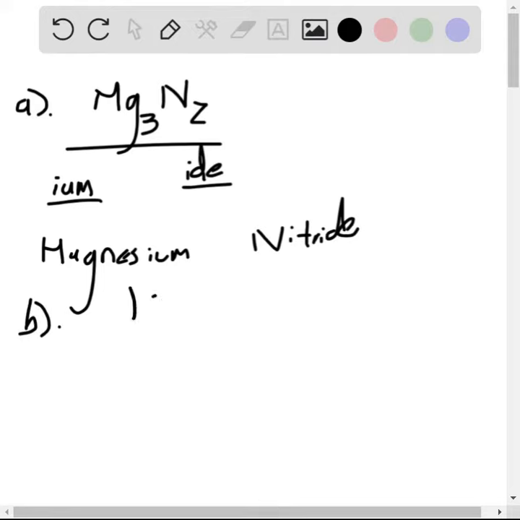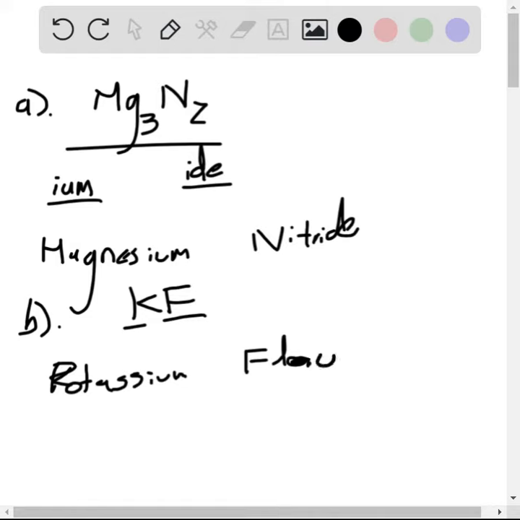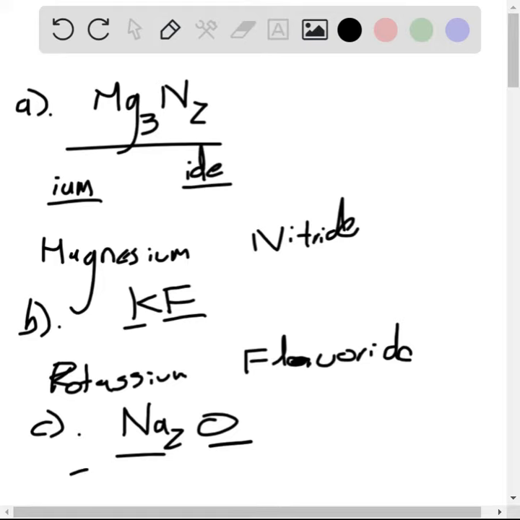For our second part, we have KF. So we have potassium and fluorine. However, this would be fluoride as a result of it being an anion. So potassium fluoride. And in our third part, we have Na2O. So in this case, we would have sodium oxide.